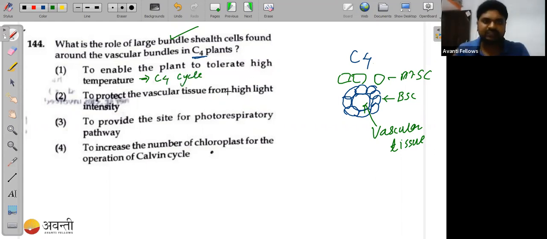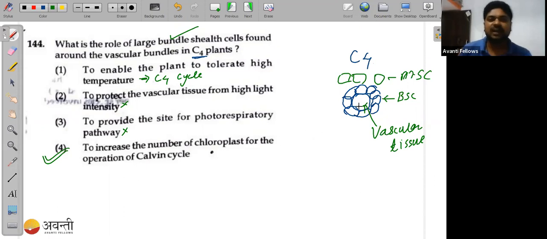Okay, to protect... ये किसी भी तरीके से रोल नहीं हो सकता. To provide a site of photorespiratory pathway, but photorespiratory pathway does not happen in the C4 cycle. That's why this is also not an option. To increase the number of chloroplasts for the operation of the Calvin cycle, and this is the correct option.